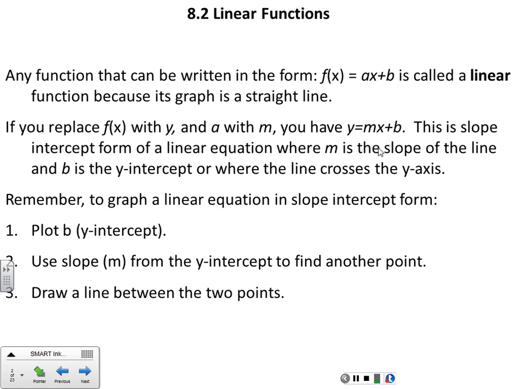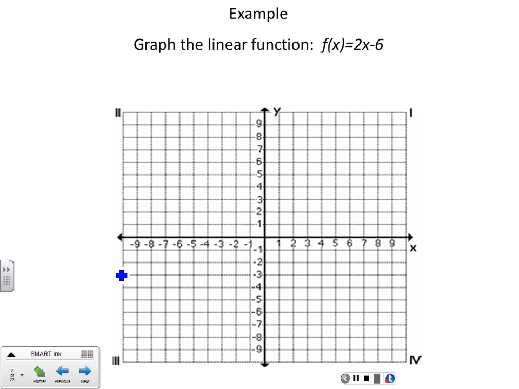Alright. Remember, to graph a linear equation in slope-intercept form, you're going to plot your y-intercept. And then you're going to use your slope to do your rise over run. Find another point. Connect the dots. Okay? So let's try this. F of x equals 2x minus 6. Where's my first point going to go? Negative 6 on the y-axis.